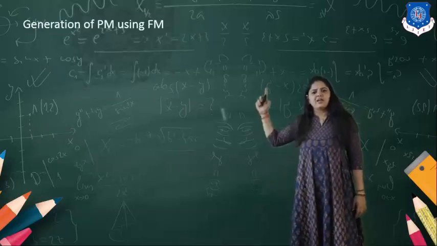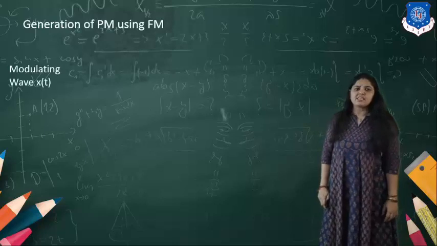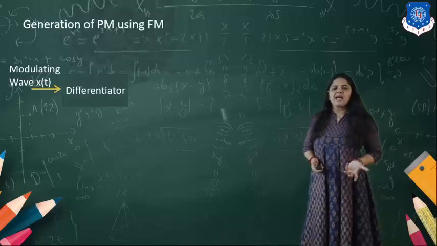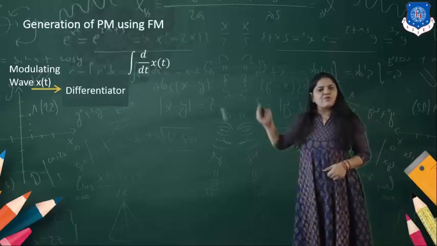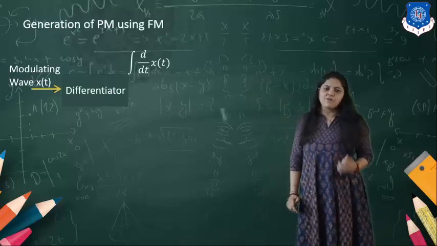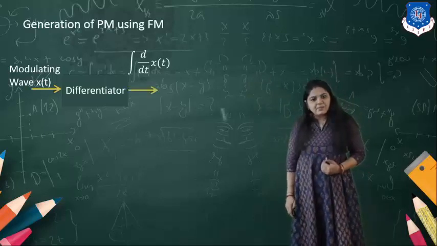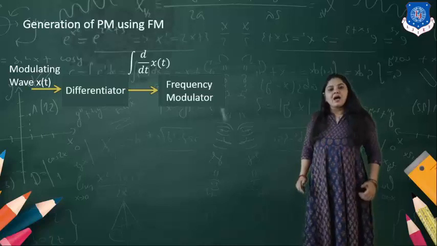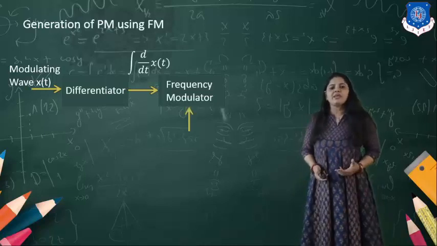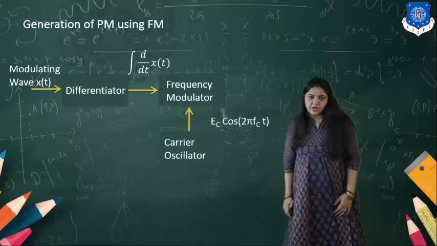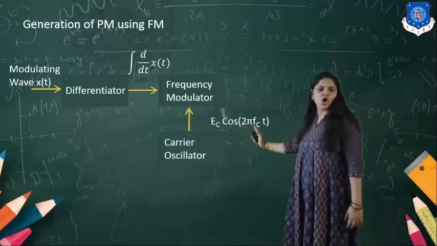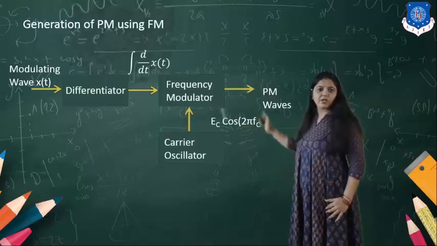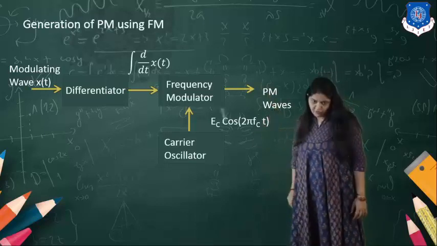Okay, so the generation of the PM using the FM. We have the modulating signal x(t). You may apply it to the differentiator. The output of that is d/dt of x(t). You may apply that to the frequency modulator. The other input for the frequency modulator is the crystal oscillator, whose equation is Ec cos(2π fc t), and it produces the output that is the PM wave.